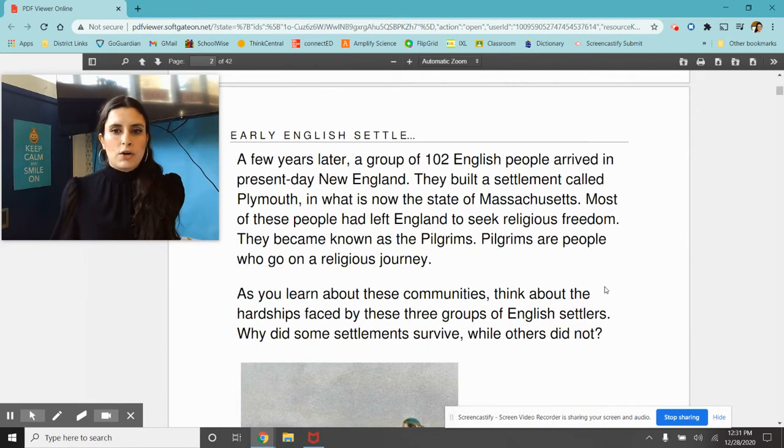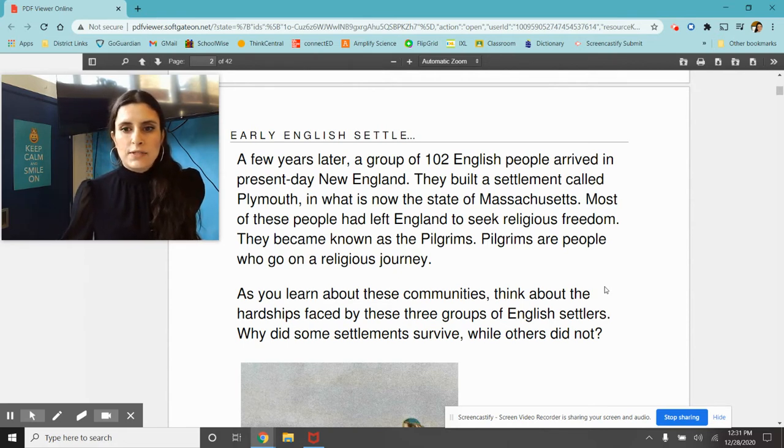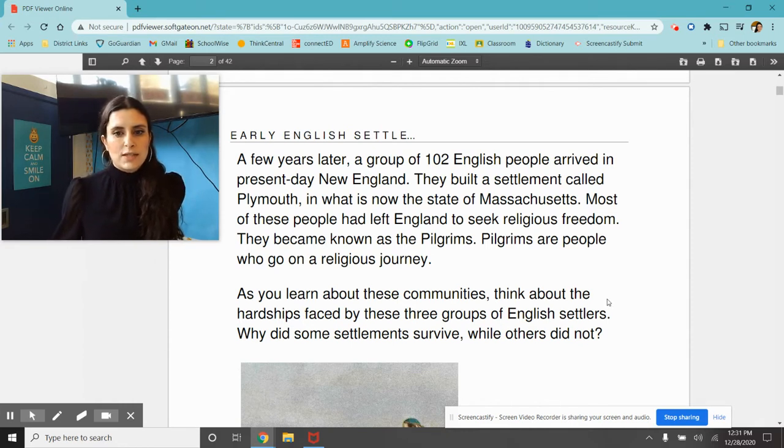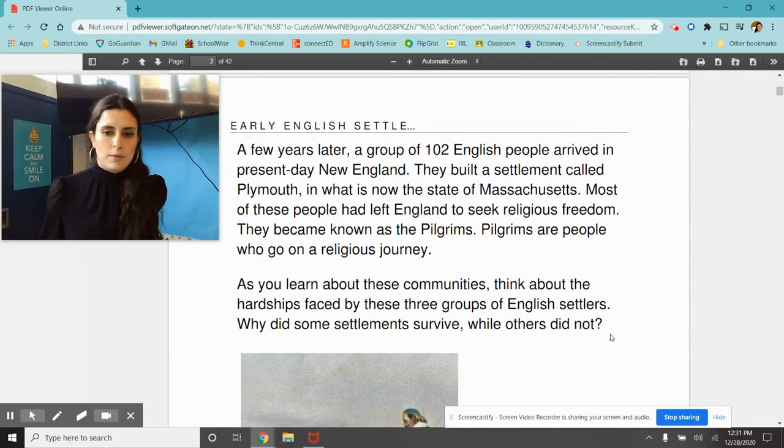A few years later, a group of 102 English people arrived in present-day New England. They built a settlement called Plymouth in what is now the state of Massachusetts. Most of the people had left England to seek religious freedom. They became known as the Pilgrims. Pilgrims are people who go on a religious journey. As you learn about these communities, think about the hardships faced by these groups of English settlers. Why did some settlements survive while others did not?